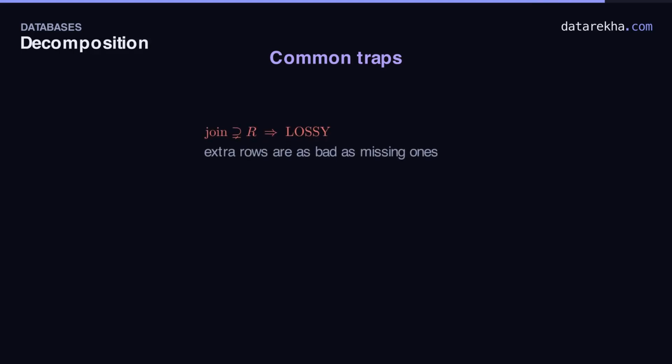Trap 1. The deadliest. A lossy join usually adds rows. It doesn't drop them. If the rejoin produces even one tuple that wasn't in R, the split is lossy. Spurious data that is silently, dangerously wrong. Trap 2. The test is about the intersection. The columns the two pieces share, not their union. That shared column must be a key of one piece. Reach for the union, and you'll get the wrong answer every time.